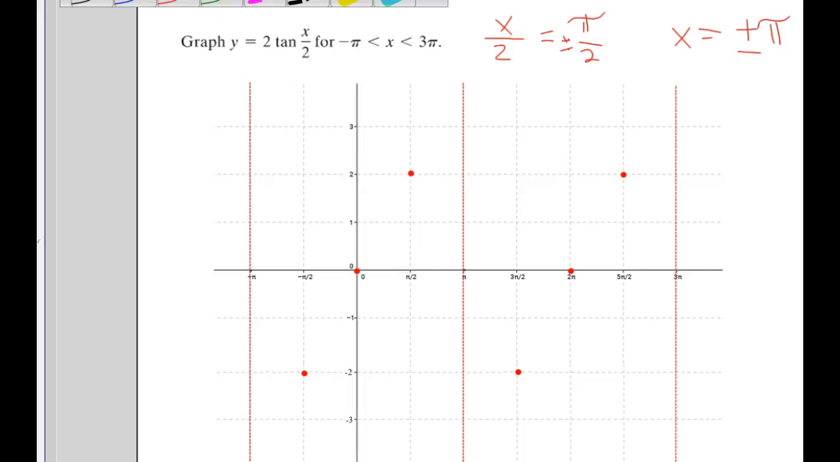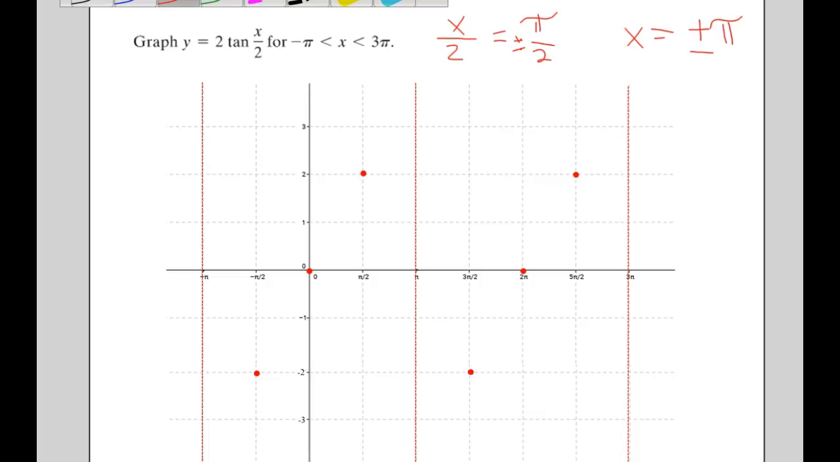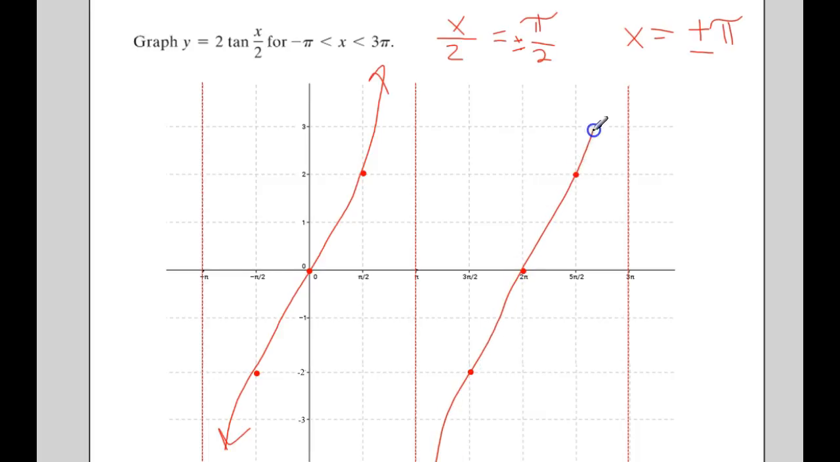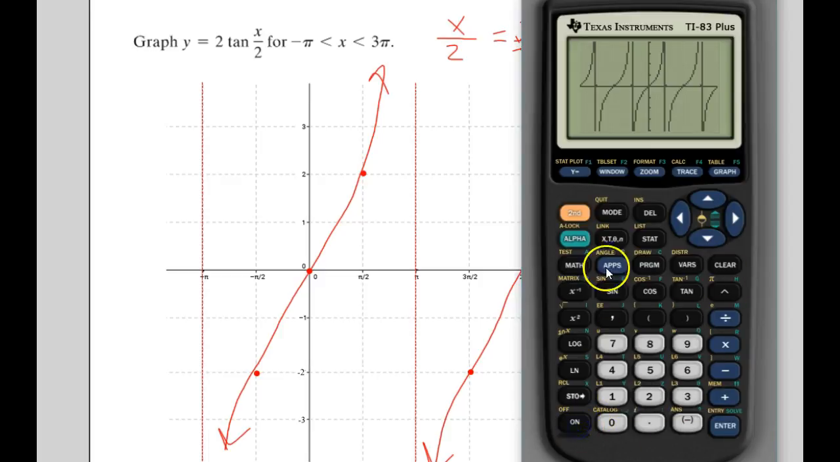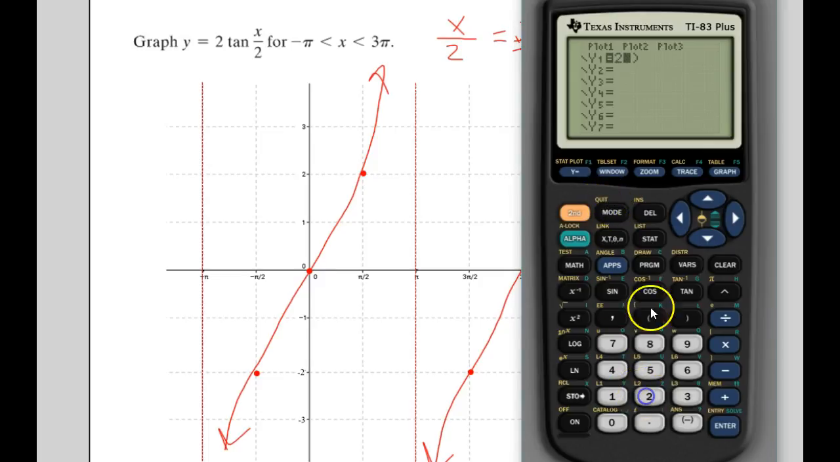So that's what this thing's going to look like. That kind of gives me an idea. And then I just come in here and connect the dots. I'm going down towards the asymptote on the left side. I'm making my way up across the axis and up this way on the right side. Okay. So again, you can graph this and verify, just like we did with the cosine functions. I can put in 2 tangent x over 2.